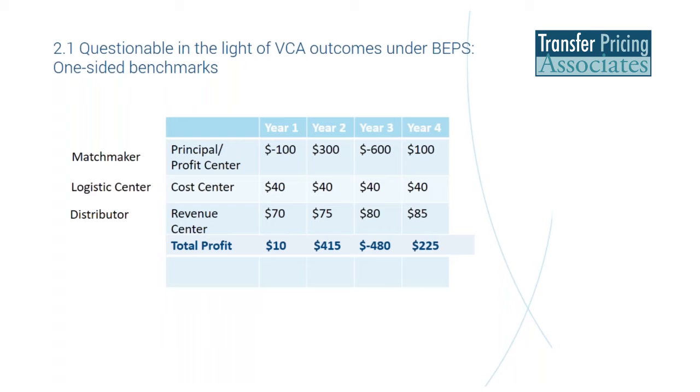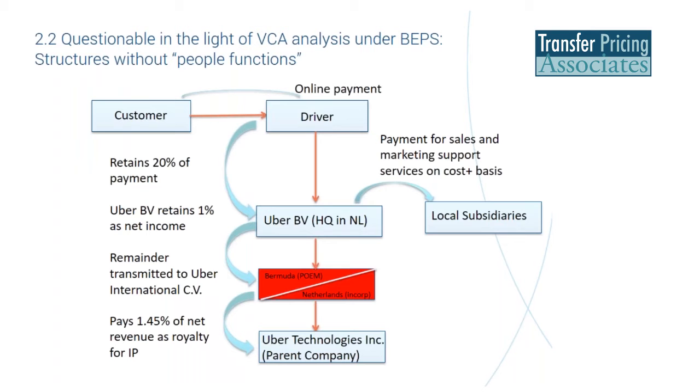All right. We go to the next questionable structure without simple functions. And that is actually the structure of Uber, active in providing taxi services, and the potential misalignment of the Uber structure is visualized on this slide. The structure works as follows. An Uber driver gives a passenger a ride in one of the 60 plus countries outside the US. The customer makes an online payment for the ride, which is sent to Uber. Uber will keep 20% and 80% of the fare is returned to the driver.